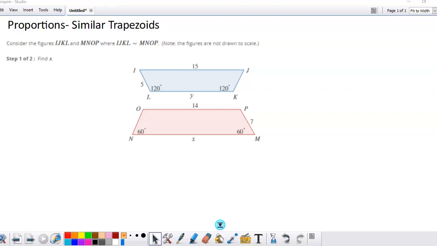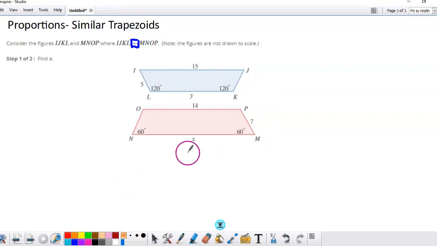Proportions using the idea of similar shapes. This time we're looking at trapezoids, and we are told they're similar. That is what this symbol right here shows. The little squiggle line, that is your similar symbol. If they're similar, then they are proportional.